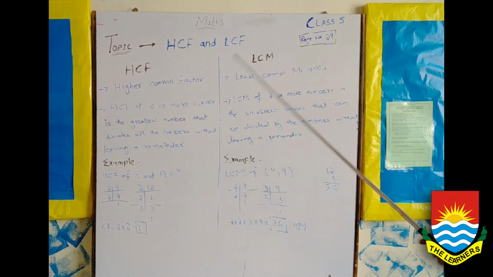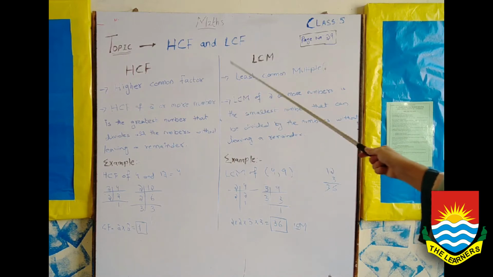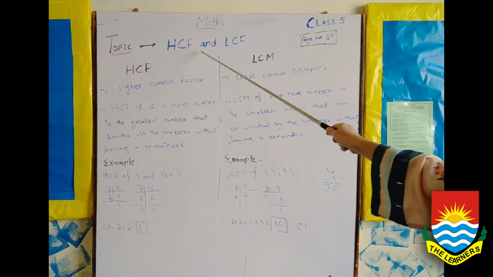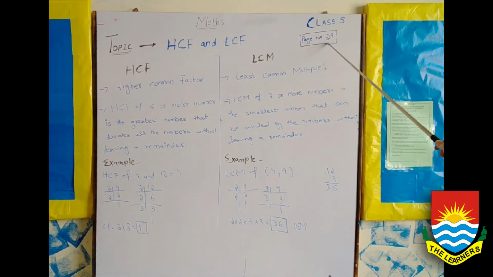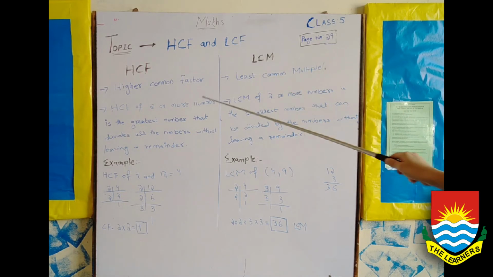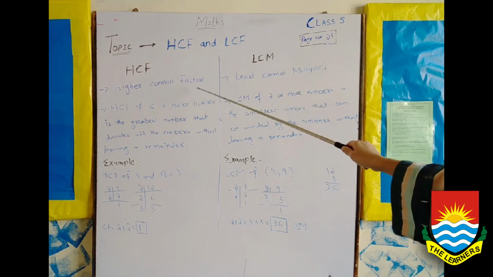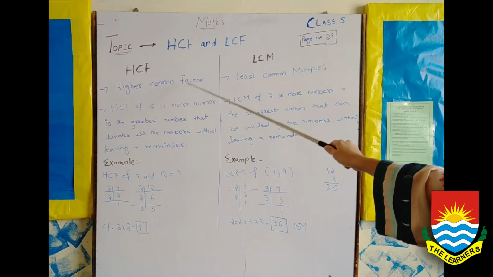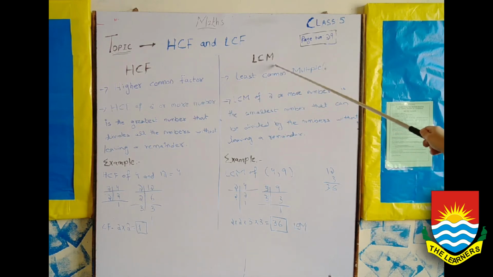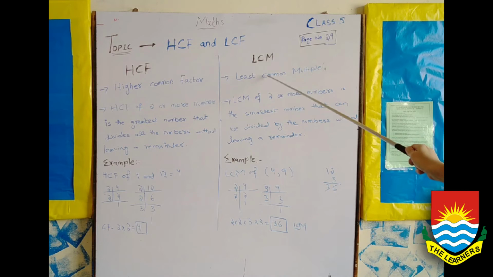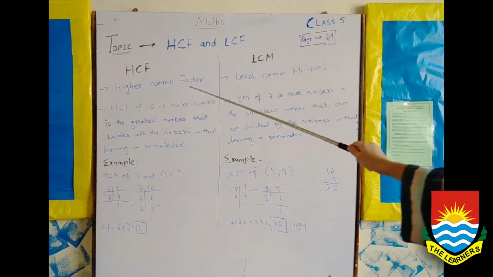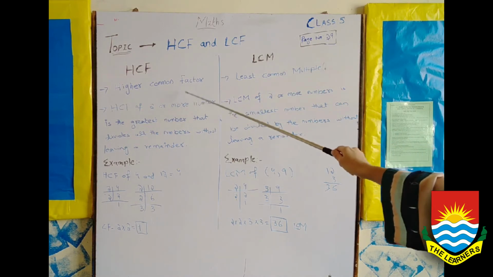Okay, so the next topic is HCF and LCM, on page number 29. So what is HCF and LCM? The abbreviation of HCF is highest common factor and the abbreviation of LCM is least common multiple.